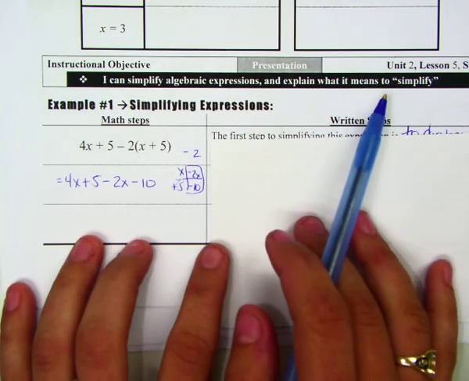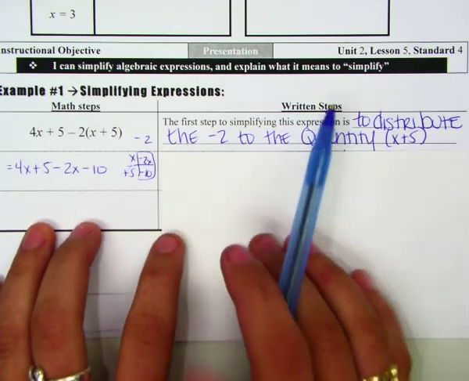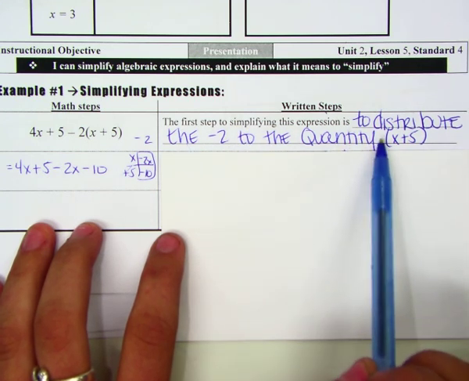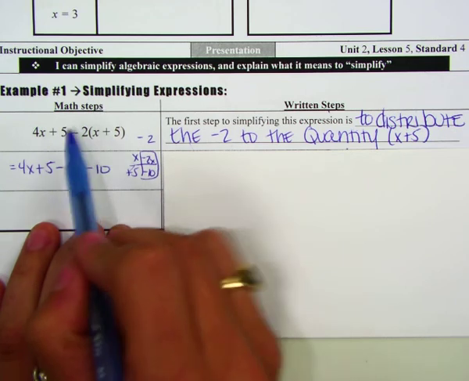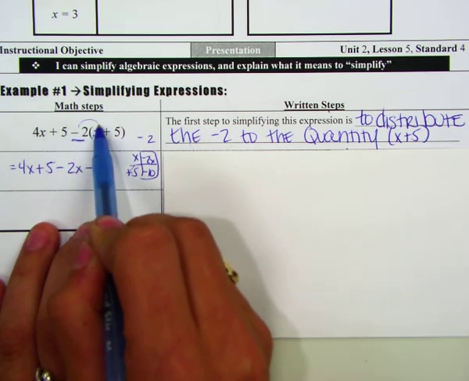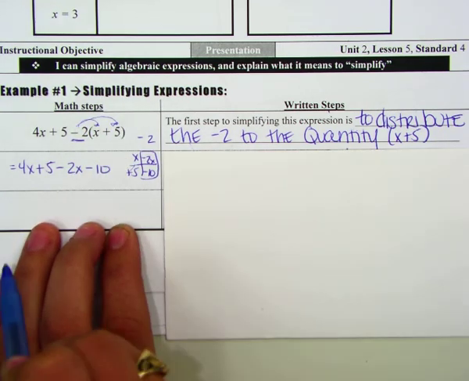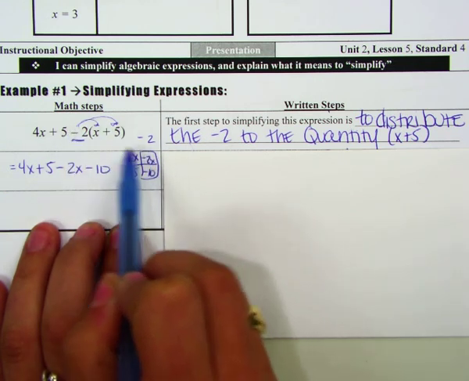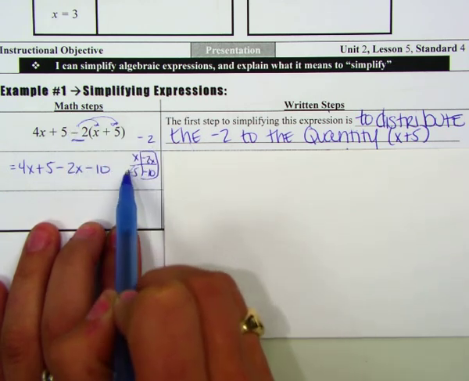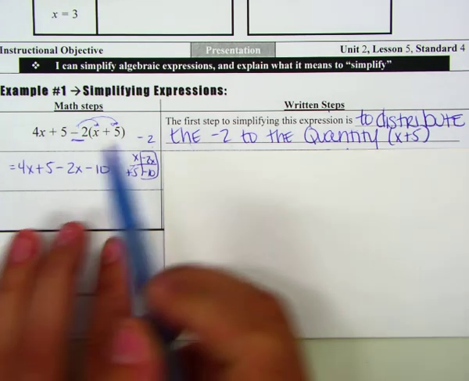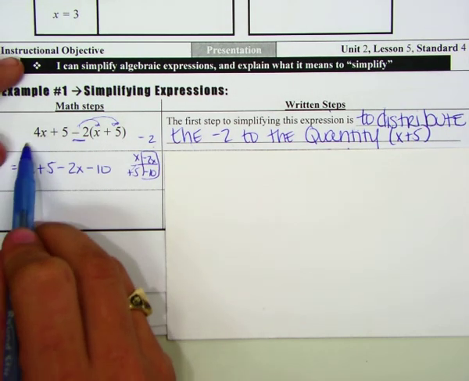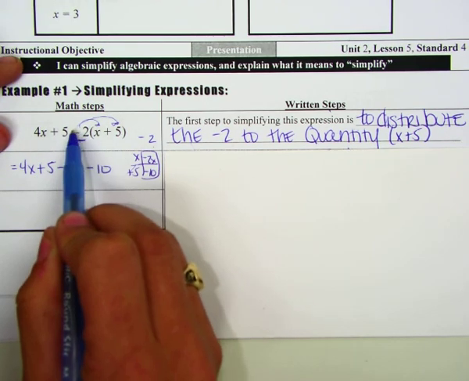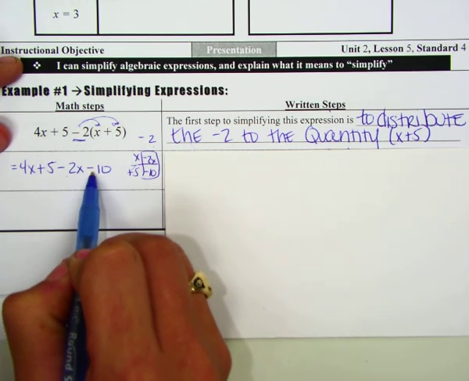For this first one, to simplify the expression, the first step is to distribute the -2 to the quantity x plus 5. We're going to take this -2 and distribute it to both terms in there. You can choose to do the distributing method like this, or do the box method, where the -2 would go on top and the x plus 5 would go on the side. Okay, so I would rewrite everything else, 4x plus 5, and then minus 2x minus 10.